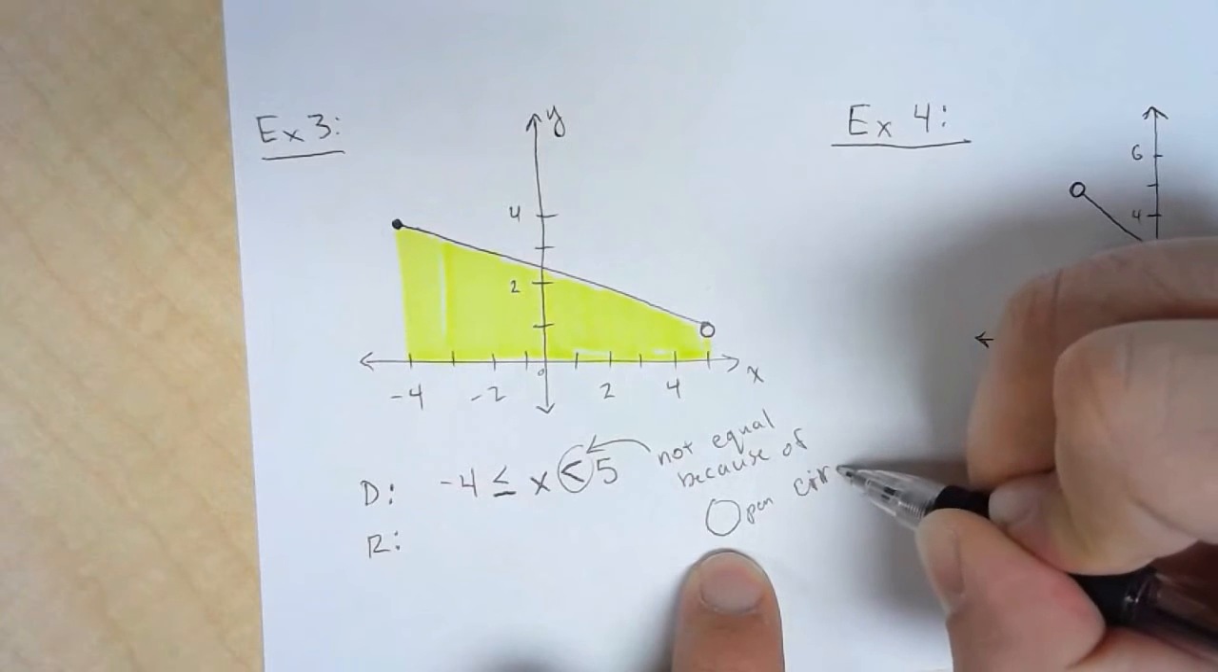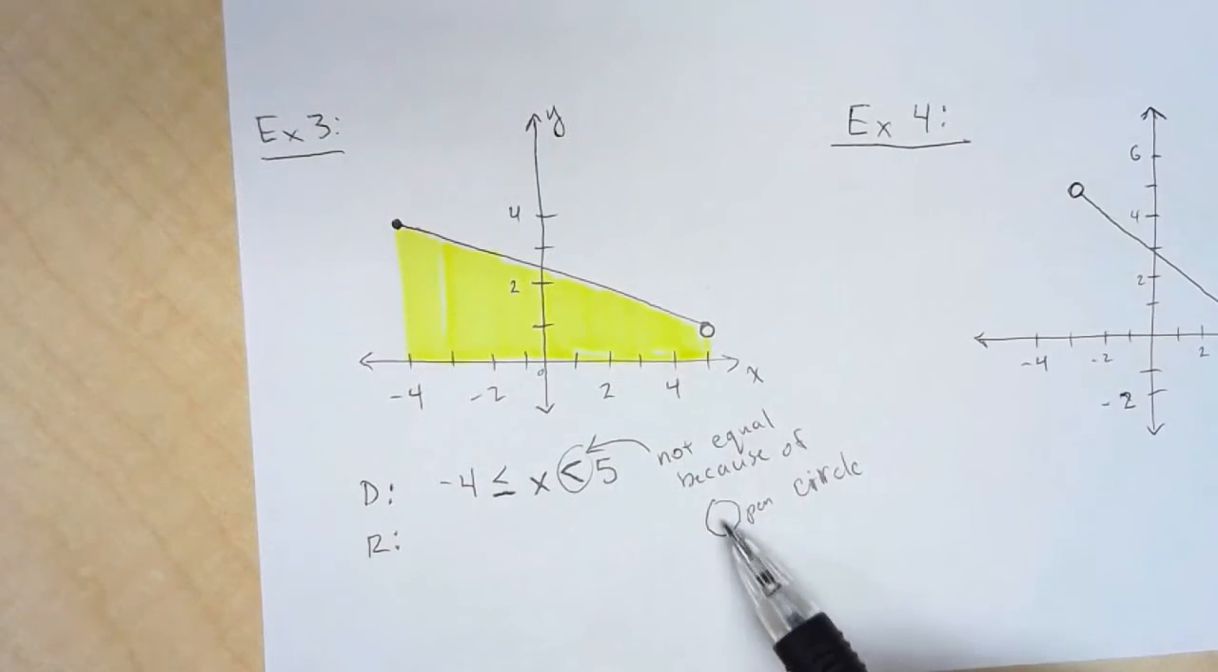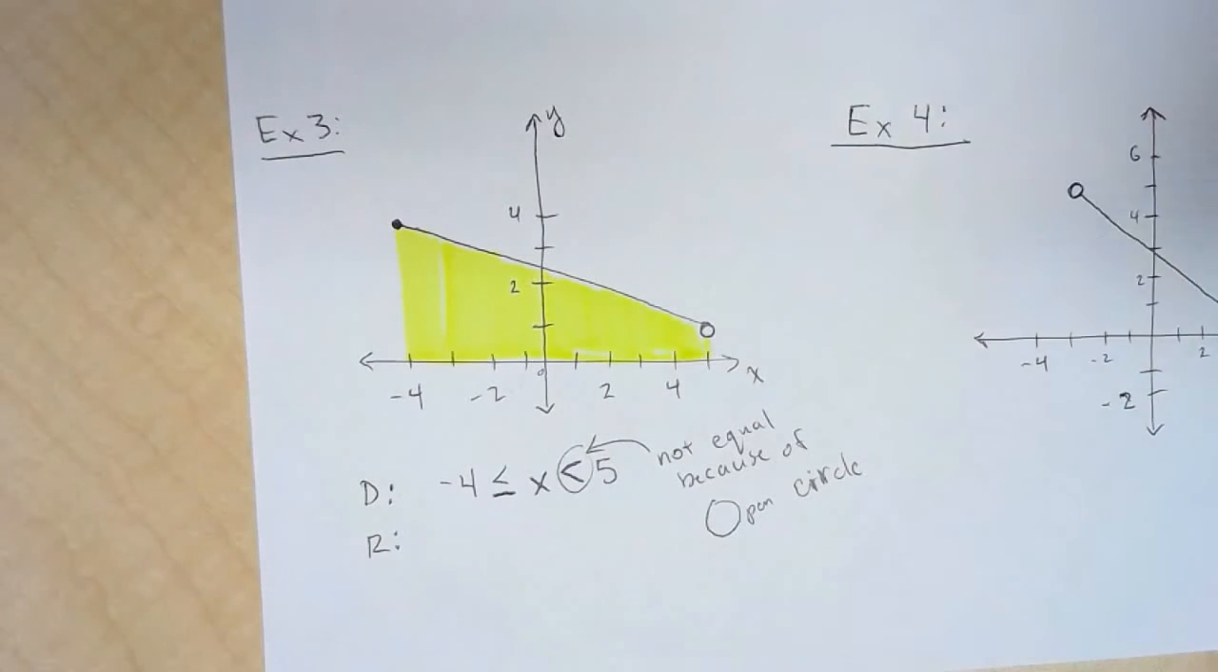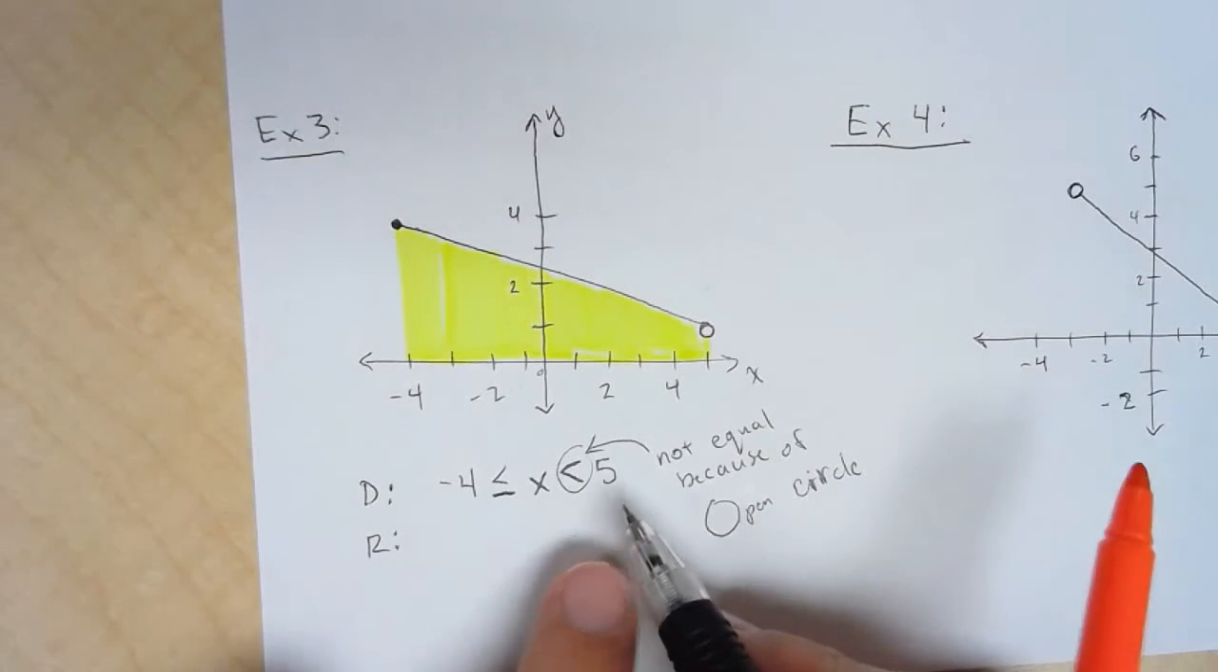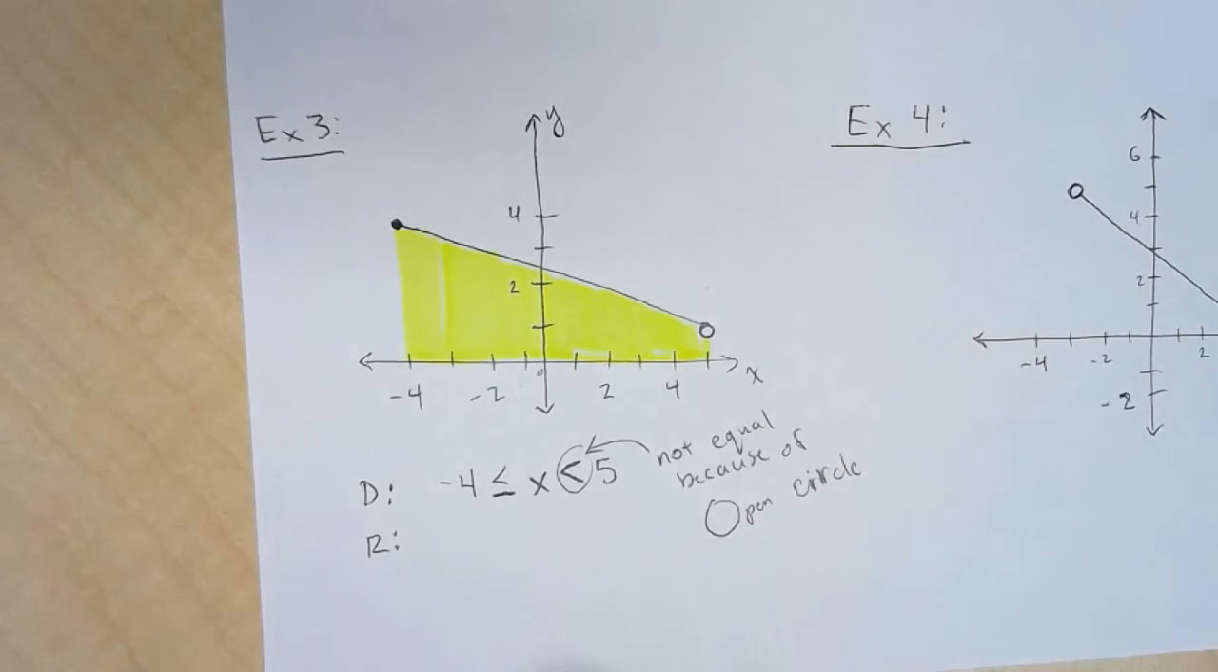I'm very creative here. I was writing it and I was like, oh, that looks like an open circle. So I'm just going to say, if you have that open circle, then you do not have the equal sign. And that's all we got to do for our domain. And this is what's written in interval notation. So this is called interval because we have a bottom part of an interval, we have a top part of an interval. Okay, so let's look at the range in this guy.